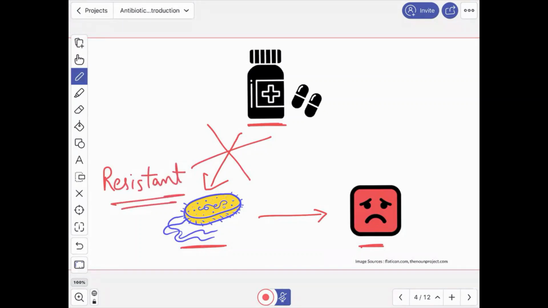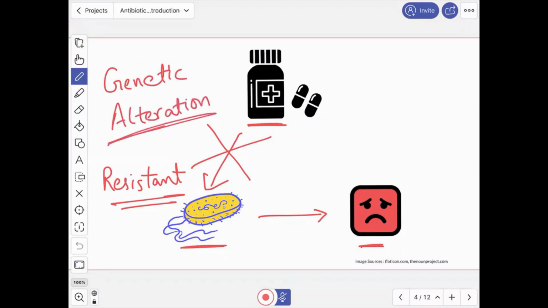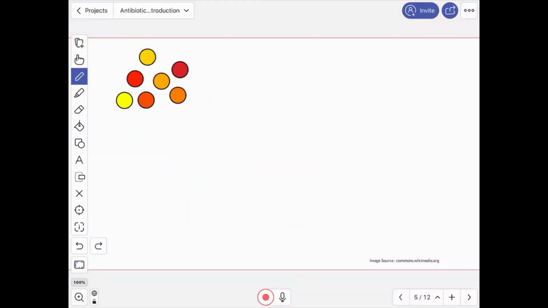One of the possibilities is that the bacteria might harbor a genetic alteration, which helps the bacteria to be resistant to the antibiotic. So the term to note over here is genetic alteration that the bacteria might harbor. Next, let's try to see what the sources for these genetic alterations could be.